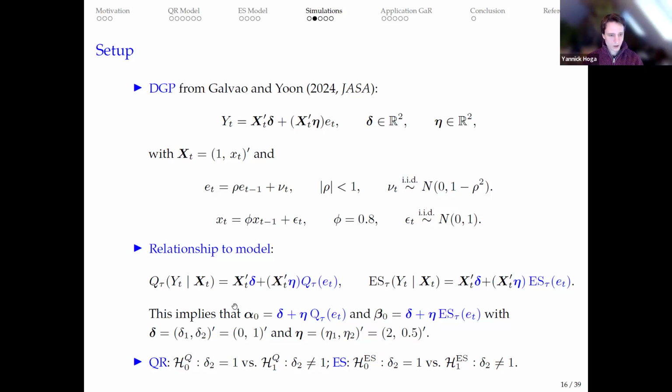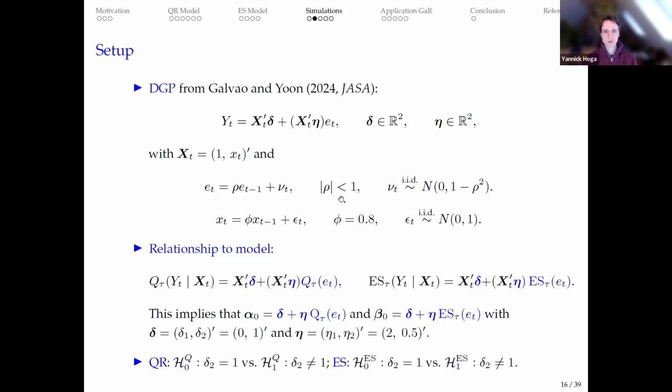Now, what we do here is to test a linear restriction on the coefficients in alpha 0 and beta 0. We fix in the true DGP delta 2 to be equal to 1. For size, that's the hypothesis we test, that delta 2 equals 1. For the expected shortfall, likewise, we test that delta 2 is equal to 1 under the null. And then we let this 1 vary. So we choose not 1, but 1.5 to have a look at the power of the procedure.